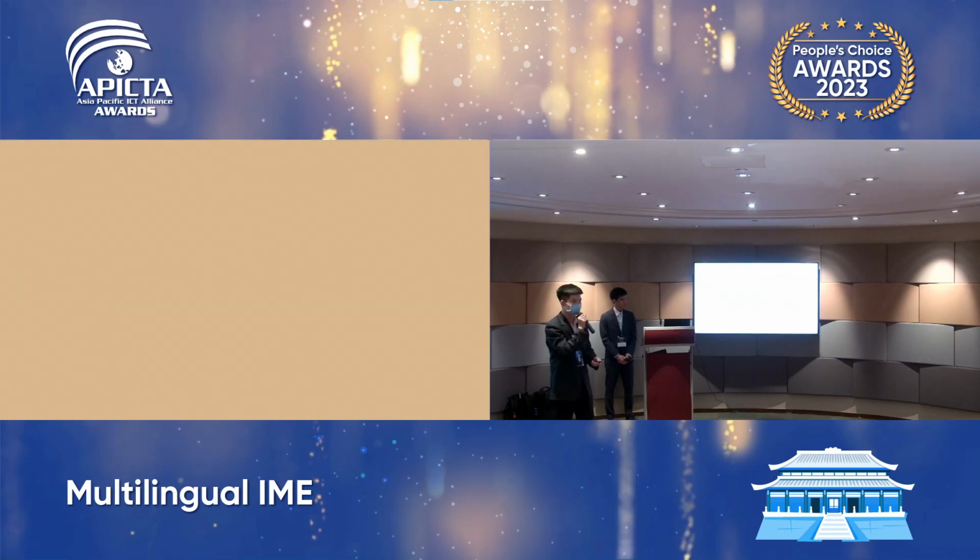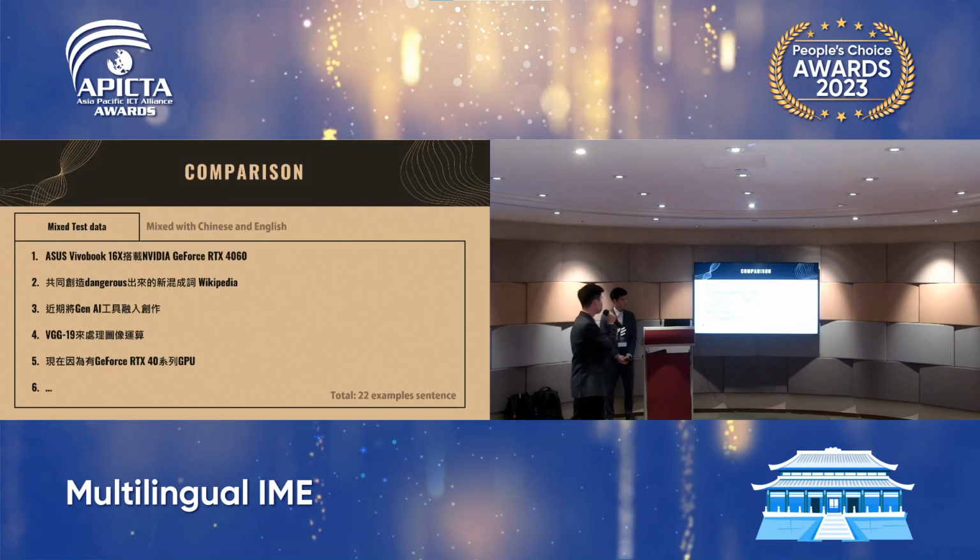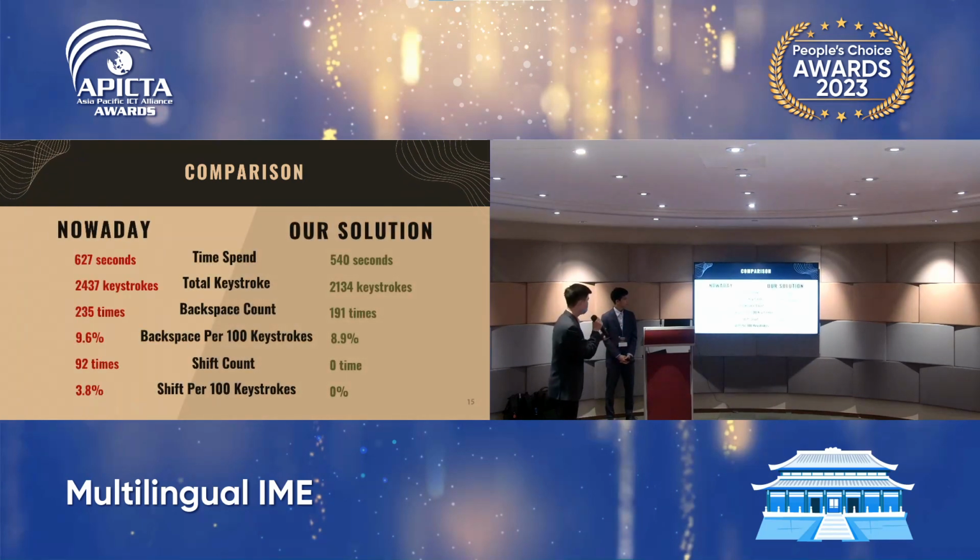So here's our solution. This is our test setup, mixed with Chinese and English, and it's totally 22 example sentences. Here is our comparison. The right-hand side is our solution, and the left-hand side is nowadays input method editors. You can see that the time, total keystrokes, and backspace count in our solution are faster and lower, with fewer errors compared to nowadays input method editors. And the most important is shift count. In our solution it is 0. The shift count is the number of times of changing between different input method editors.